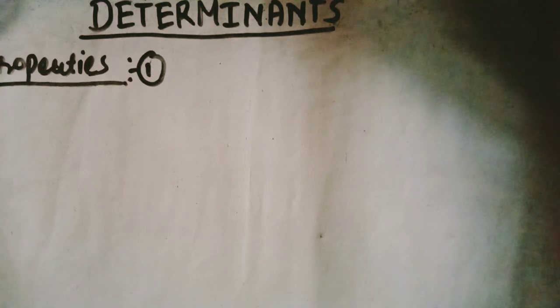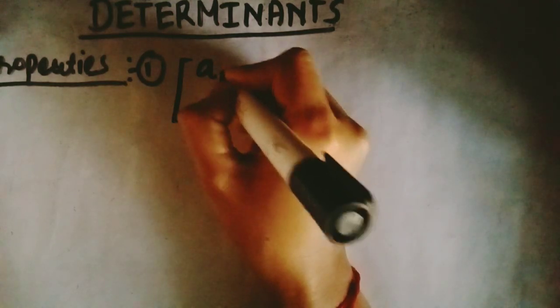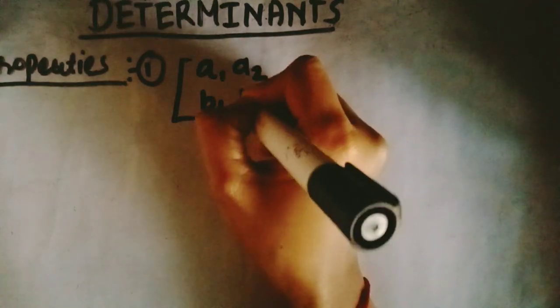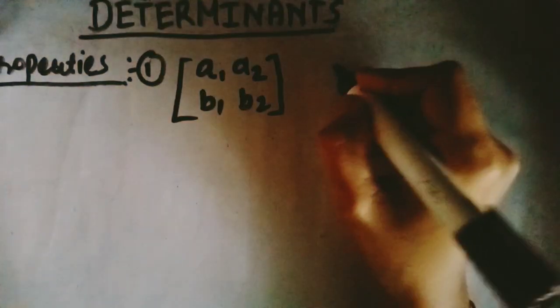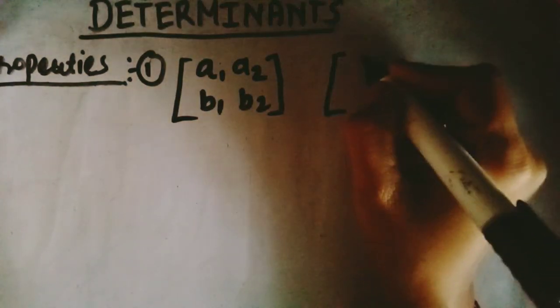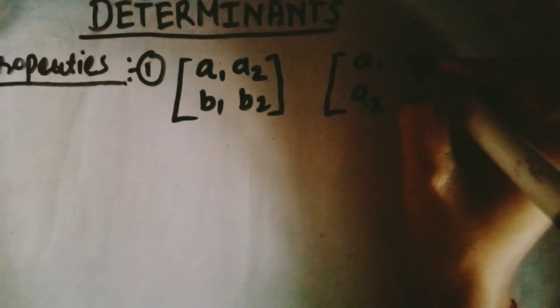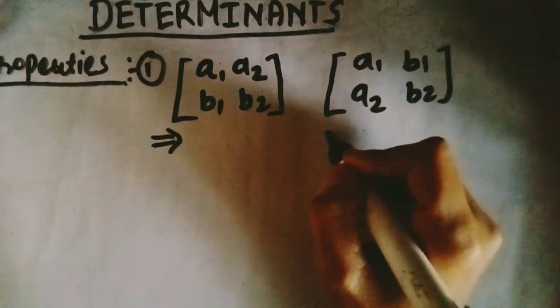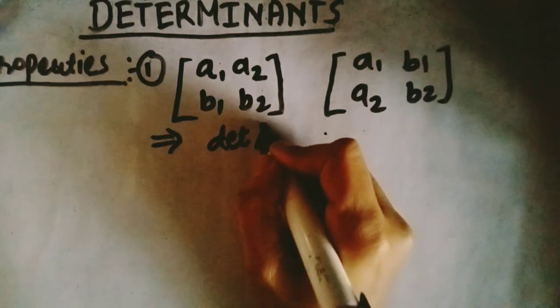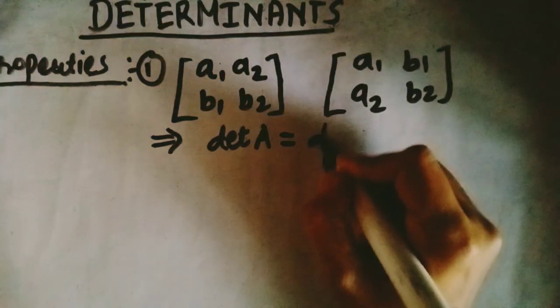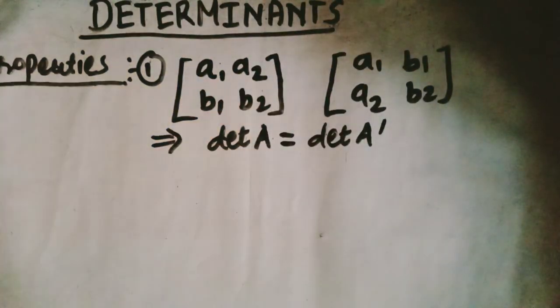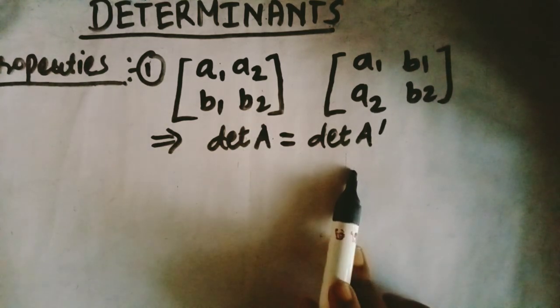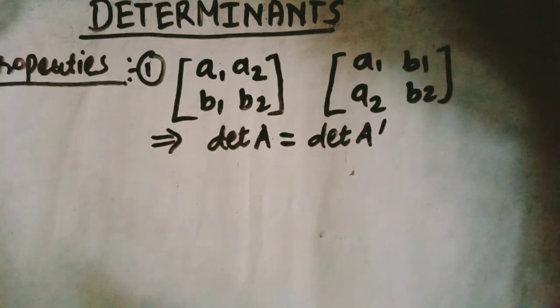So if you have a determinant, say with matrix A1, A2, B1, B2, then if I interchange the rows and columns, the determinant of this will be the same as the determinant of this. So this is basically our transpose, right? So the determinant remains the same if the rows and columns are interchanged.